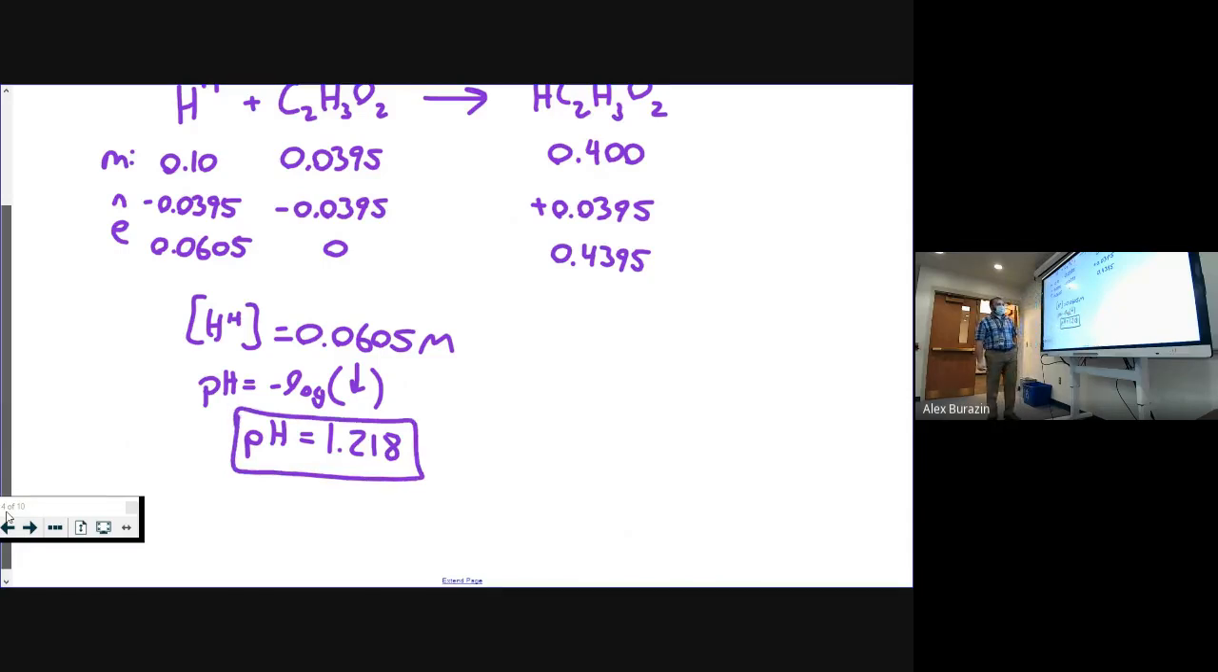How did our buffer do at resisting pH? Well, our buffer broke, so it didn't do very good. Okay, let's try the next one. I'll leave this up for a second. Try the next one. That says, hey, what if I add 0.1 moles of base to the buffer in problem 2?